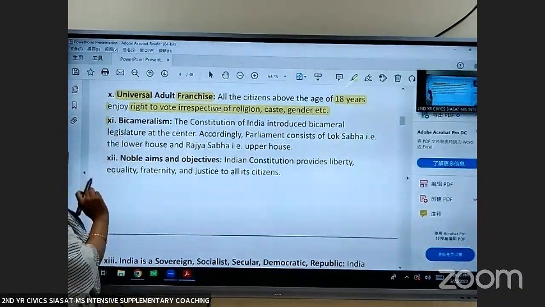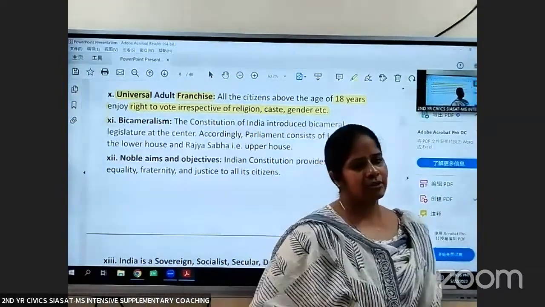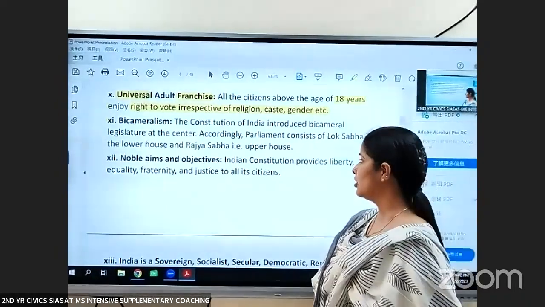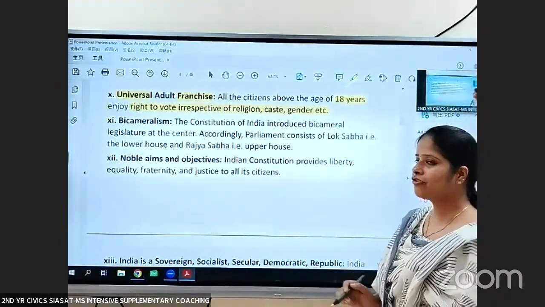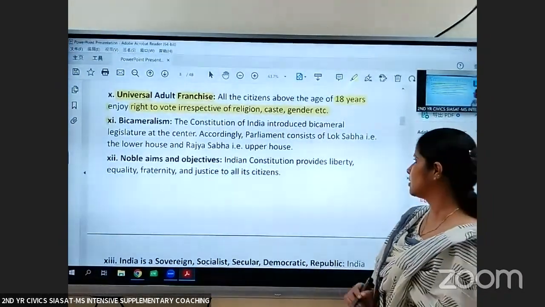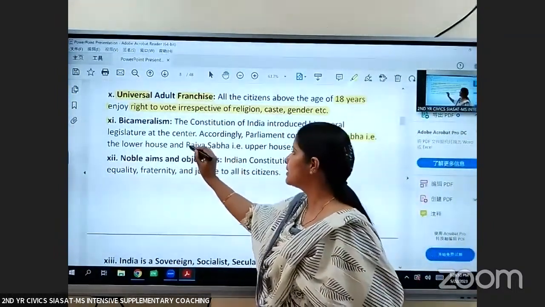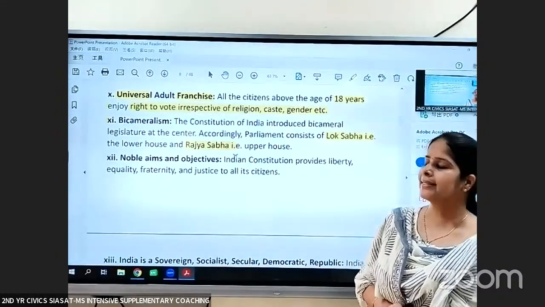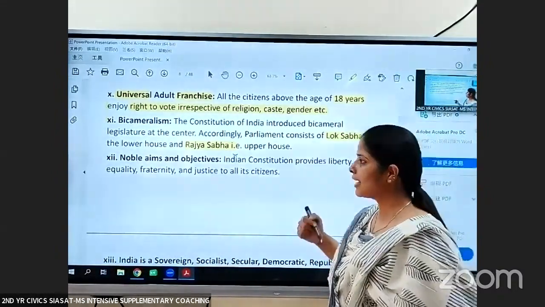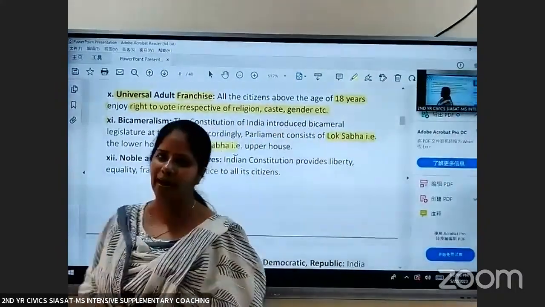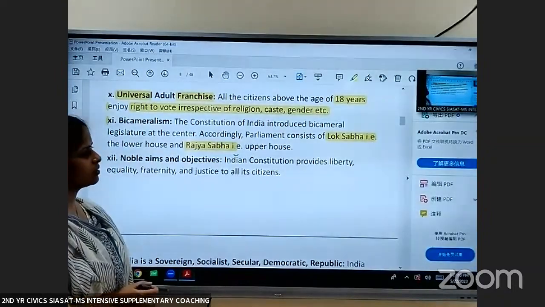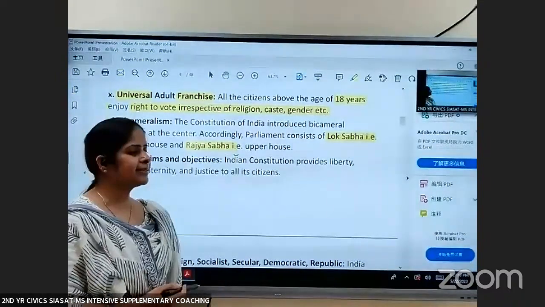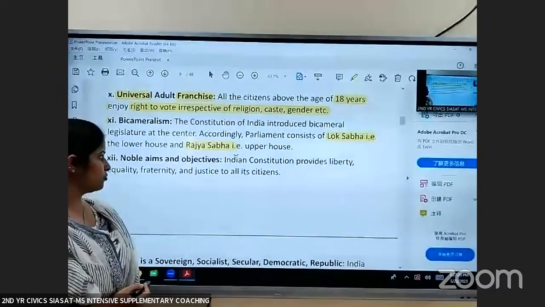Next is bicameralism. Another feature of the Indian Constitution is bicameralism. It is a feature of federal government. So the Indian Constitution has adopted a bicameral legislature. That means we have two houses. The central legislature, that is Parliament, has two houses: Lok Sabha, the lower house, and Rajya Sabha, the upper house. Bicameralism is nothing but a legislature that has two houses, upper and lower. Lok Sabha is the representation of people, and we call it the lower house. Rajya Sabha is the representation of states, and we call it the upper house.